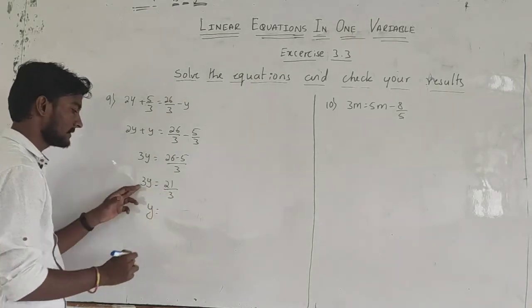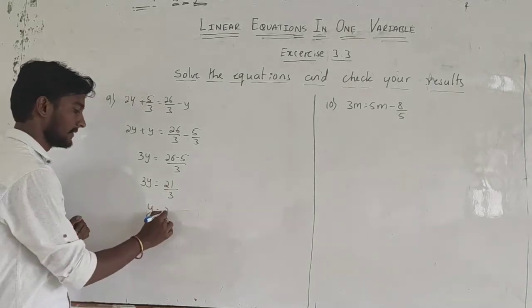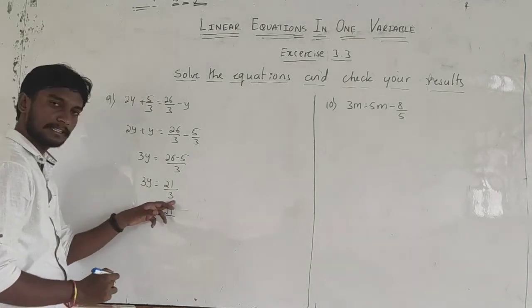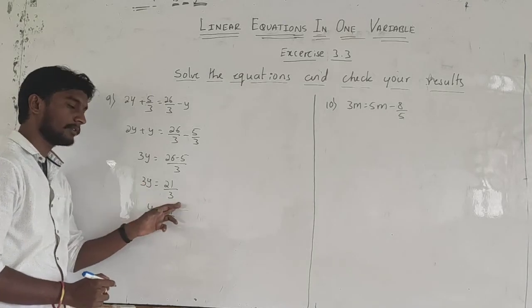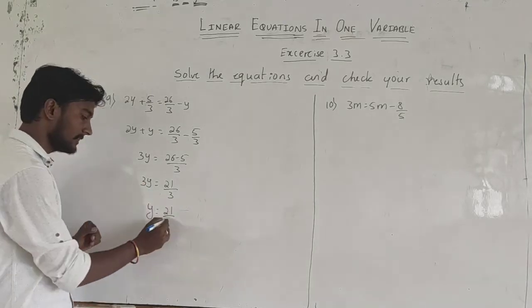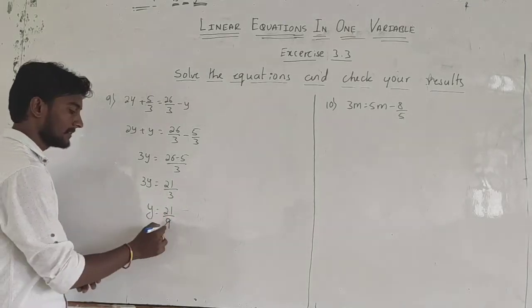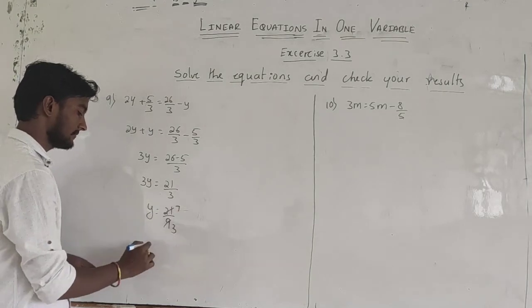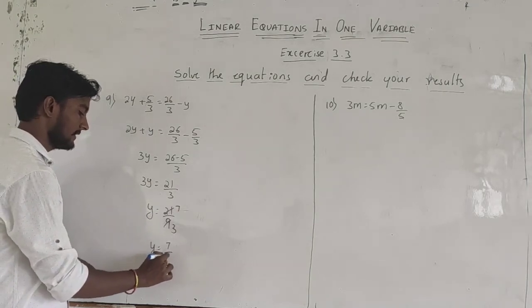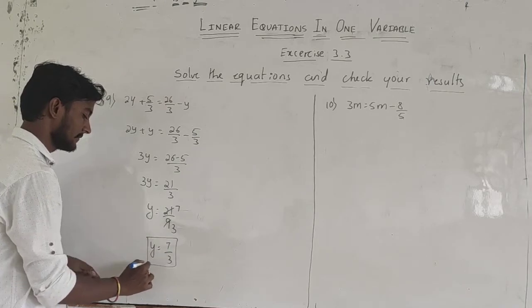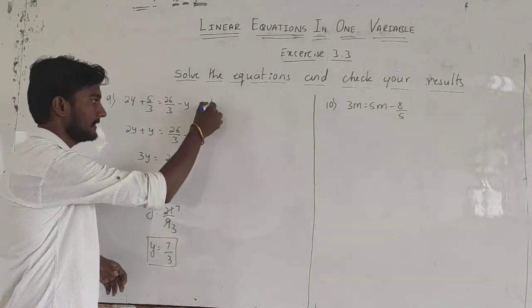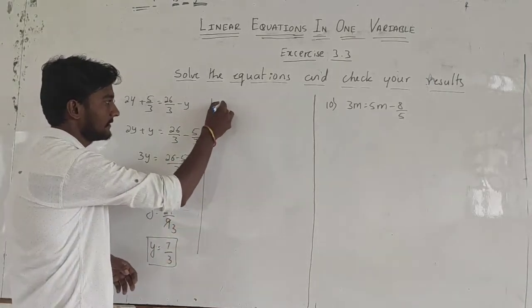y is equal to this 3. If you take this side, divided by 3. 21 divided by 3. Already 3 is there in the denominator. This 3, if you take this side, divided by 3. 3 into 3 is 9. Cancel. 3 3s are 9, 3 7s are 21. 7 divided by 3. The value of y is 7 divided by 3. Make the verification.